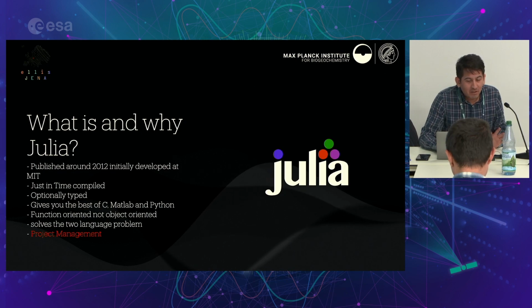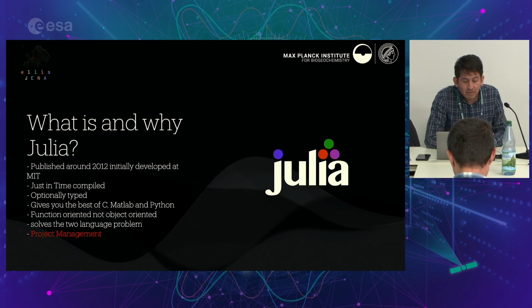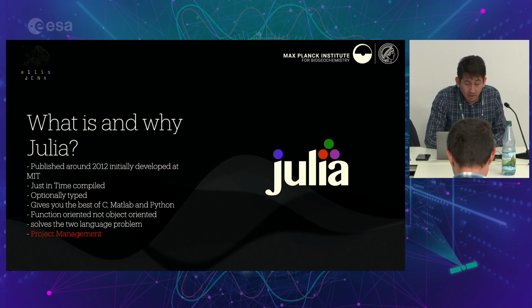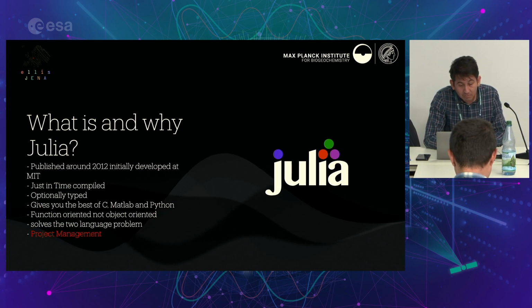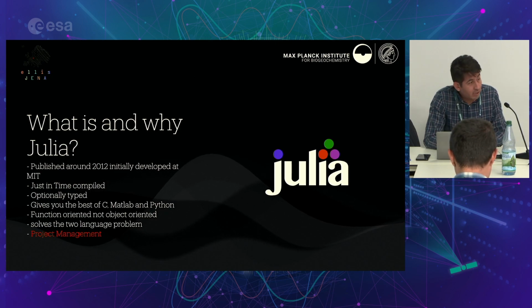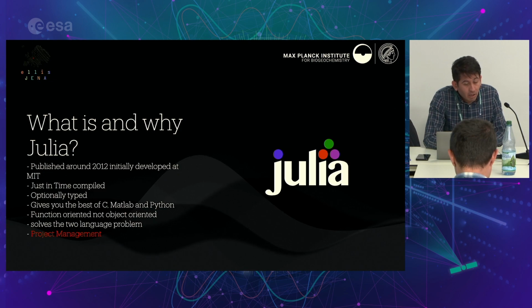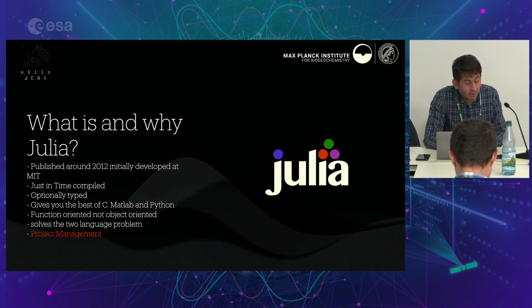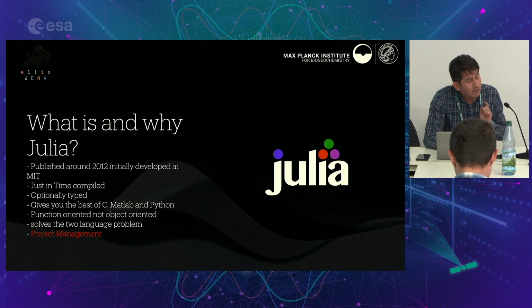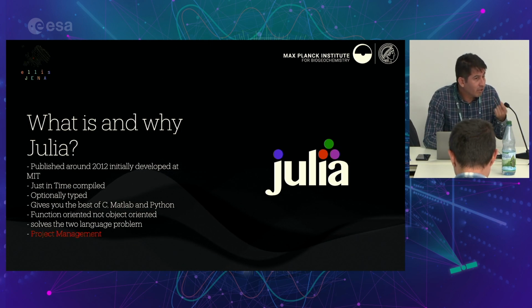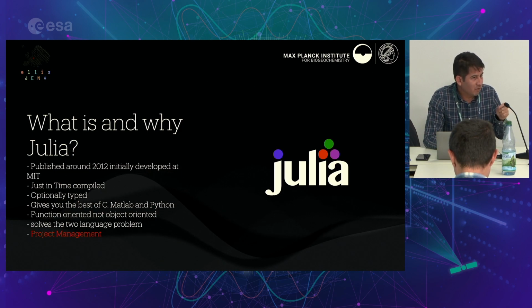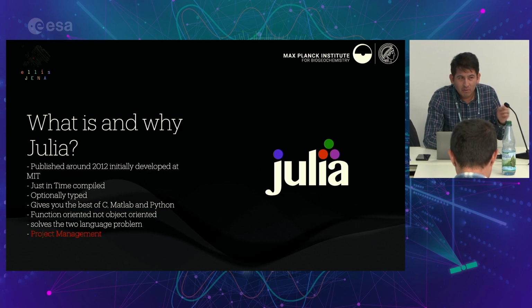So the first part is what is and why Julia, right? This is a programming language that was first published around 2012, and it was developed at MIT. It's a language that is compiled, so that means that you should always think about the speed when you do a second run, because the second run is when your code is already precompiled, so it will be the fastest.